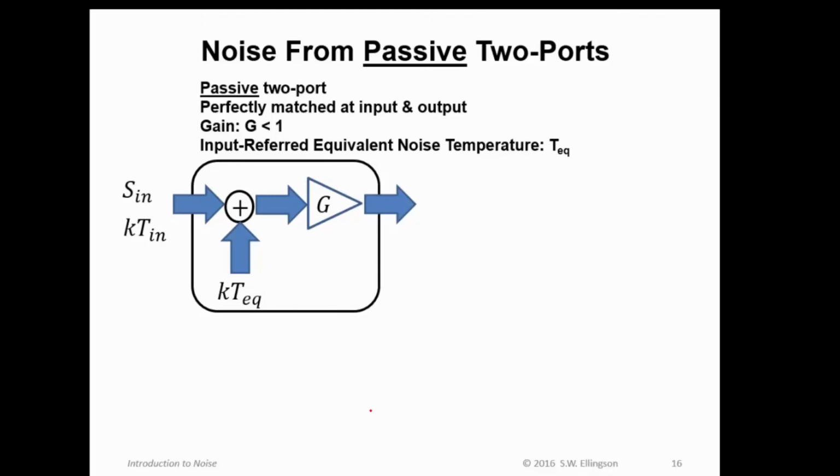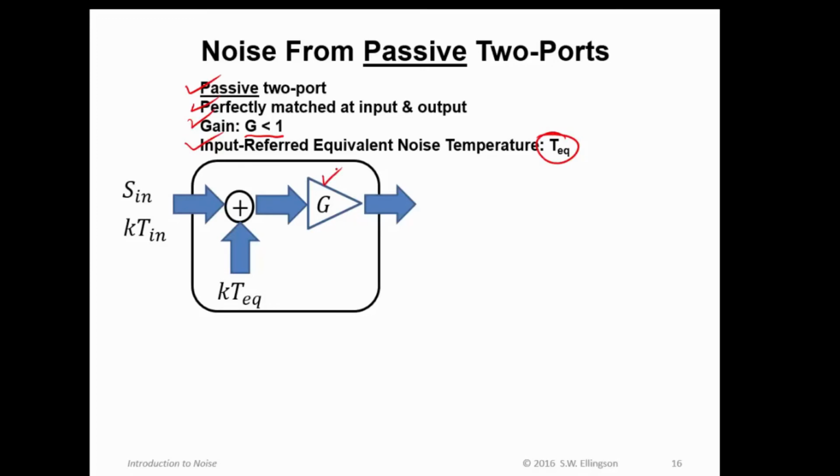Now, as I promised before, we can also use this concept to address noise from passive two ports. Let me show you how that's done. Here's a passive two port, perfectly matched at the input and output. The gain must be less than 1 because it's passive. Input referred equivalent noise temperature, TEQ. So I have the following picture.